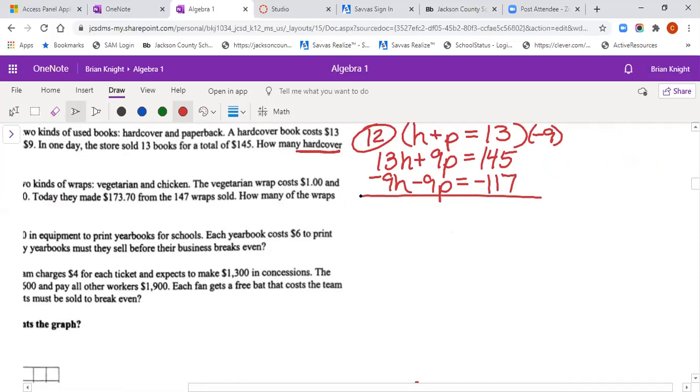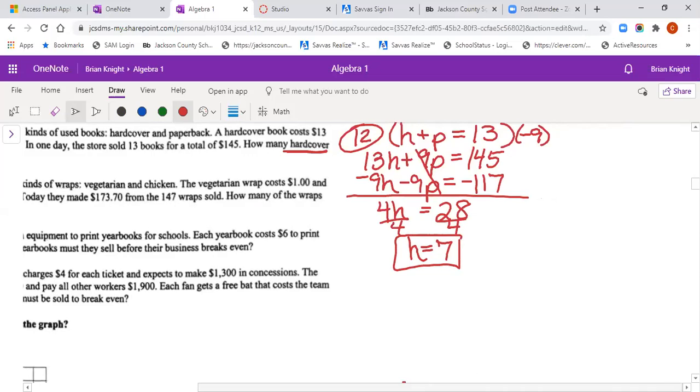Add them up. That will be 4H. The P's cancel. Equals, let's see here, that'd be 28. Is that right? Divide by 4. There are 7 hardcover books. Okay? Everybody good? Awesome.